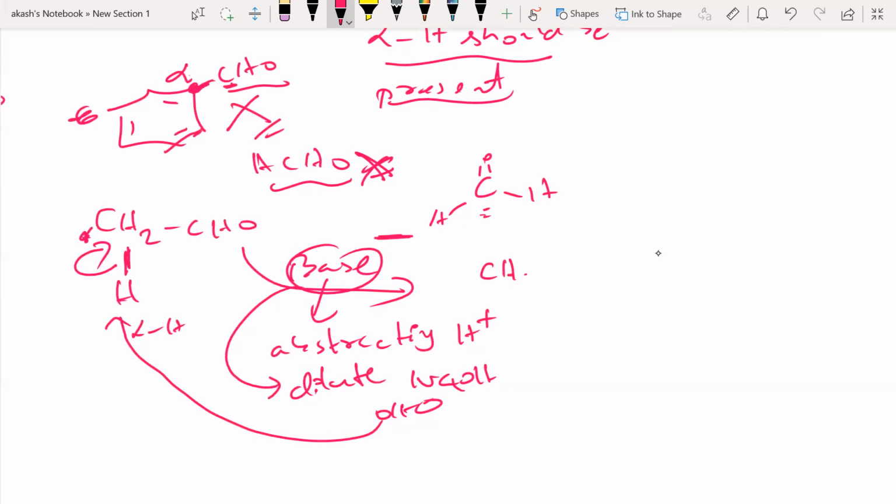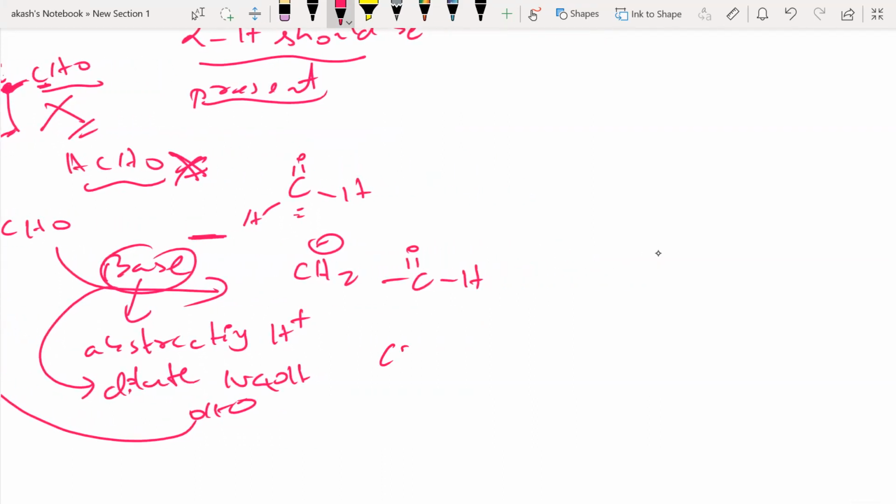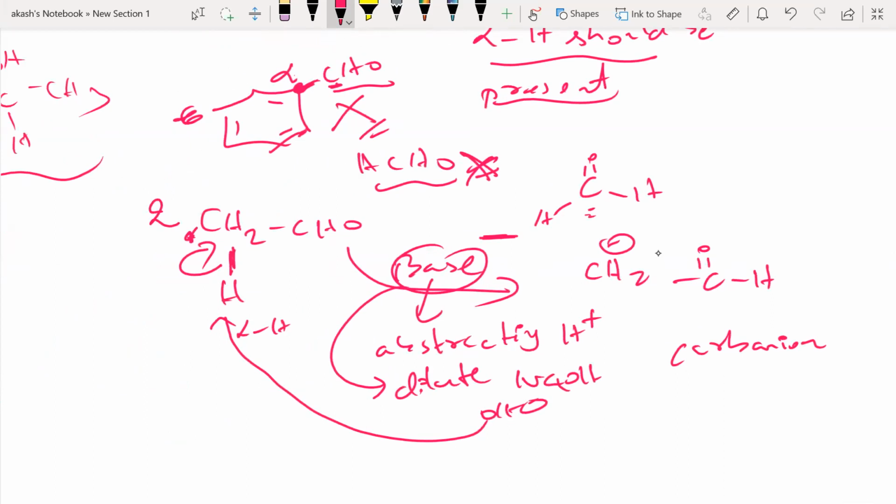We have this CH2 minus C double bond OH. This is what we have. CH2 minus C double bond O with the H. That's what we have. Now we have a carbanion. This is an example for a carbanion, right? Now we have to take two molecules of the same thing. Let me come back to it later.